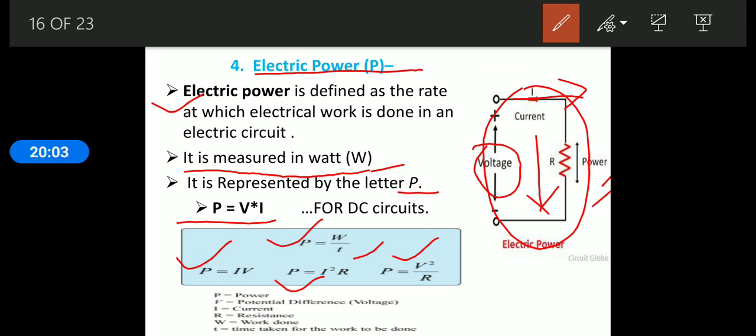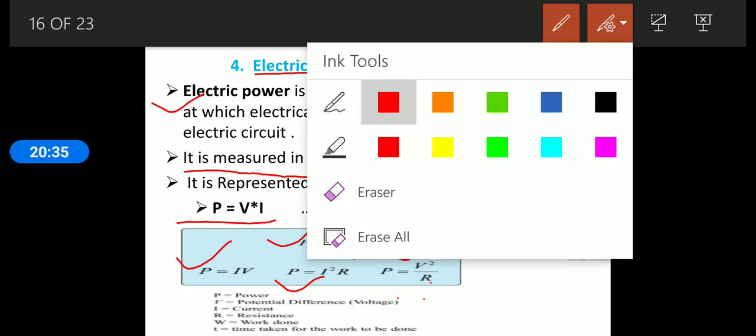Here P is power, V is voltage, I is current, R is resistance, W is work done, T is time taken for the work to be done. That is, time taken for the work to be done.